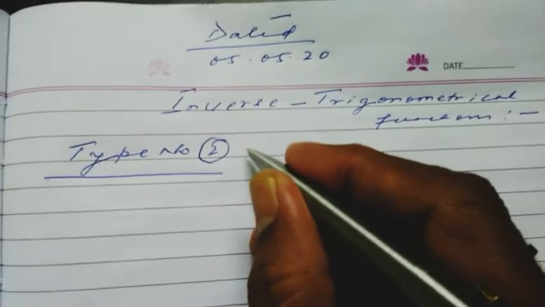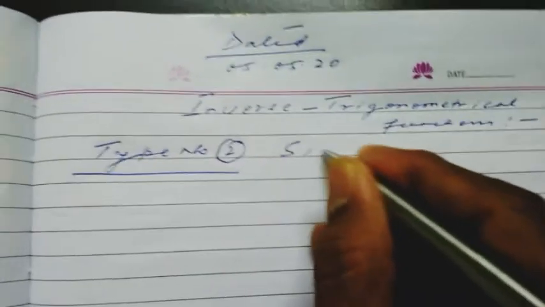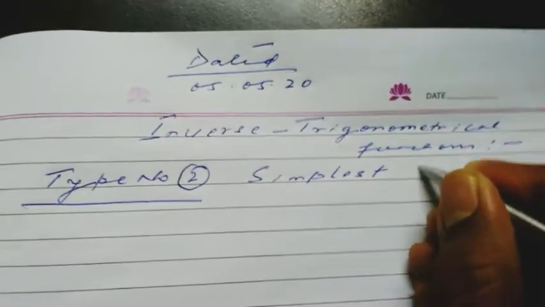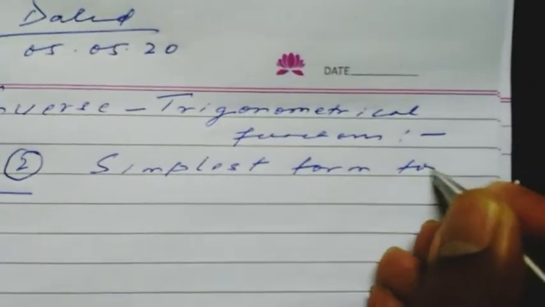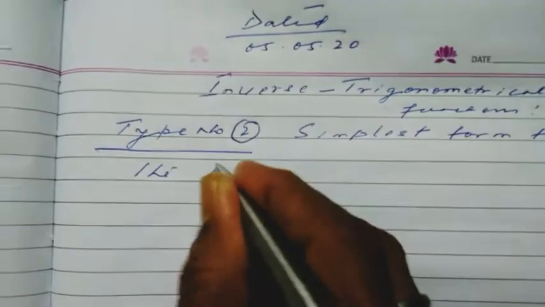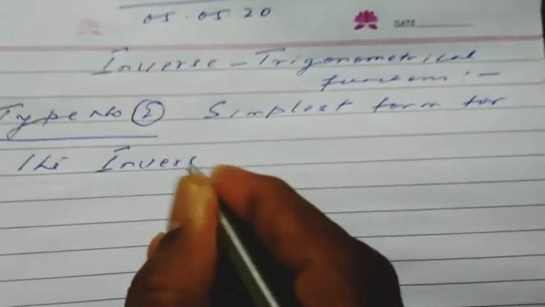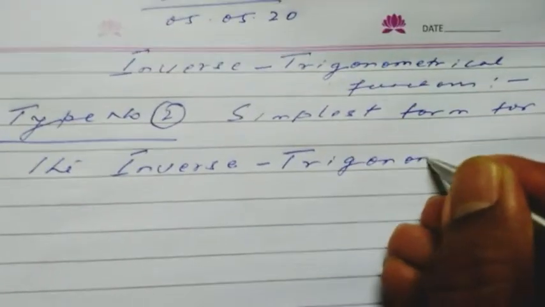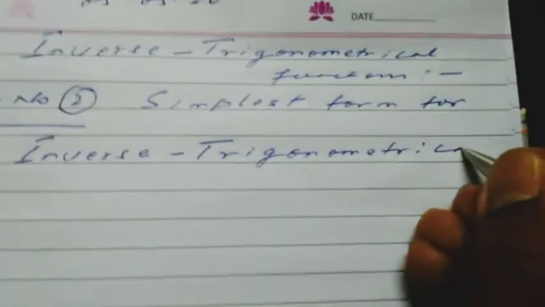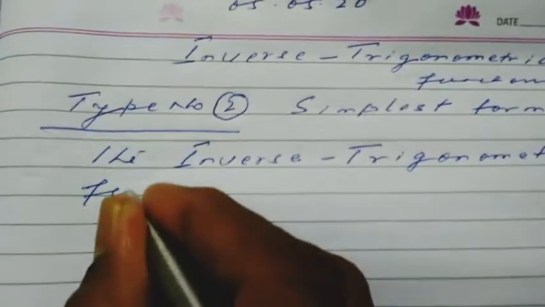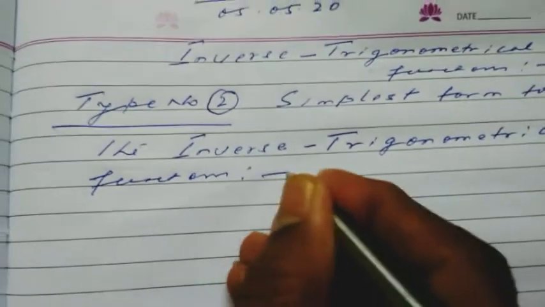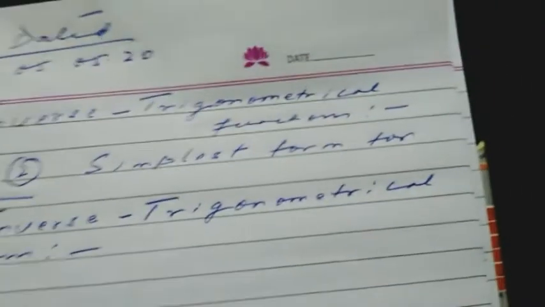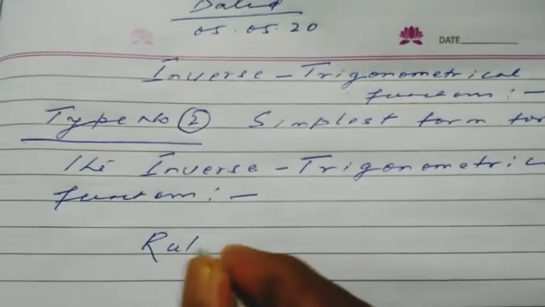Today we will go for type number 2, that is simplest form for the inverse trigonometrical functions. For that, first of all, we will go for their basic rules. What are the rules which we have to follow to get the simplest form for any inverse trigonometrical functions? So here are the rules.